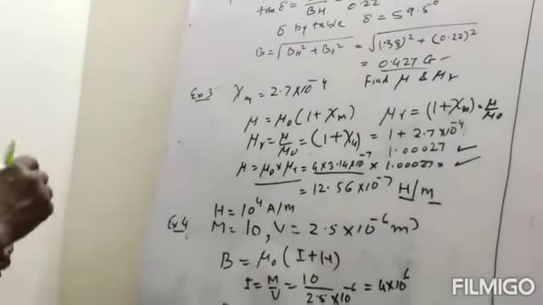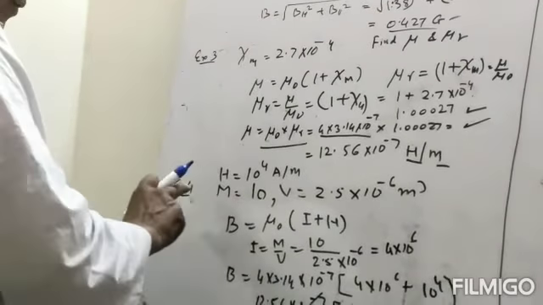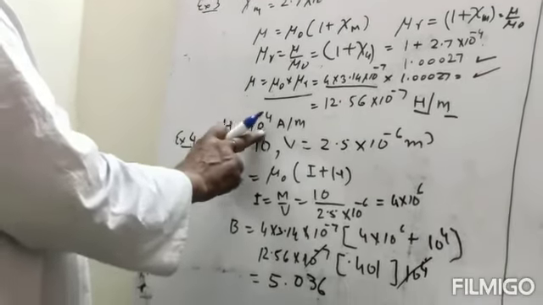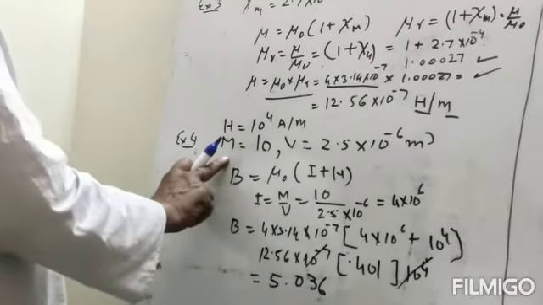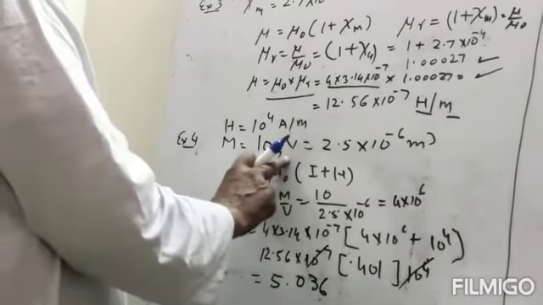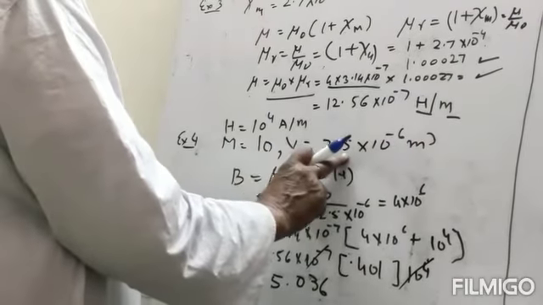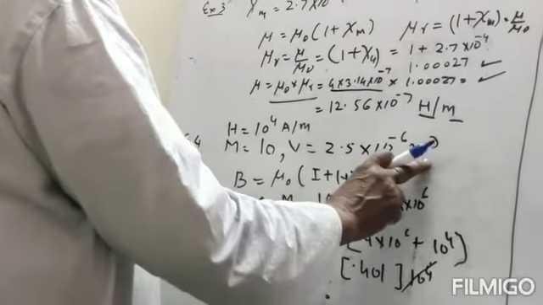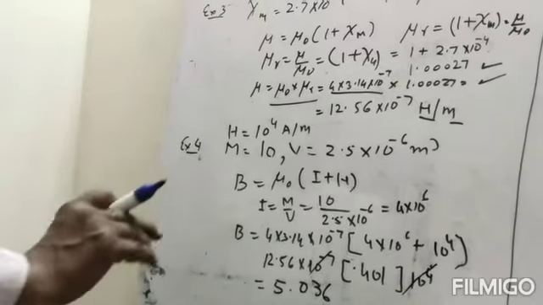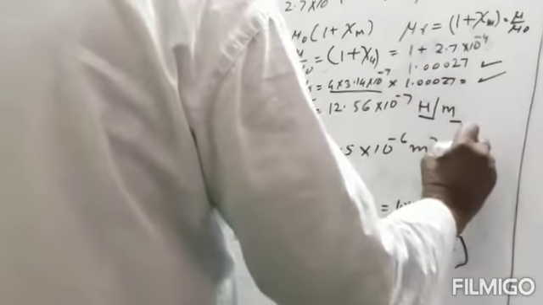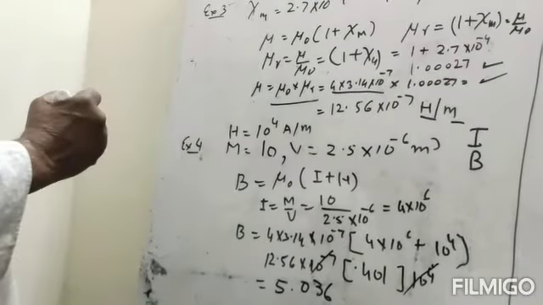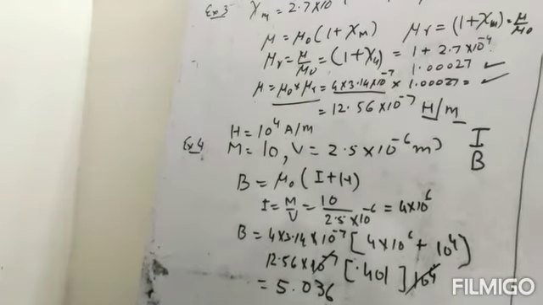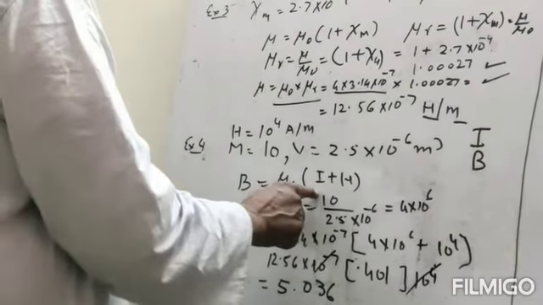Now next example, we are given the magnetizing field H is equal to 10 raised to 4 ampere per meter and magnetic moment is 10 and the volume of the sample is equal to 2.5 into 10 raised to minus 6 meter cube. So we have to find the value of I. We have to find the value of B. So we know that B is equal to mu 0 into (I plus H).